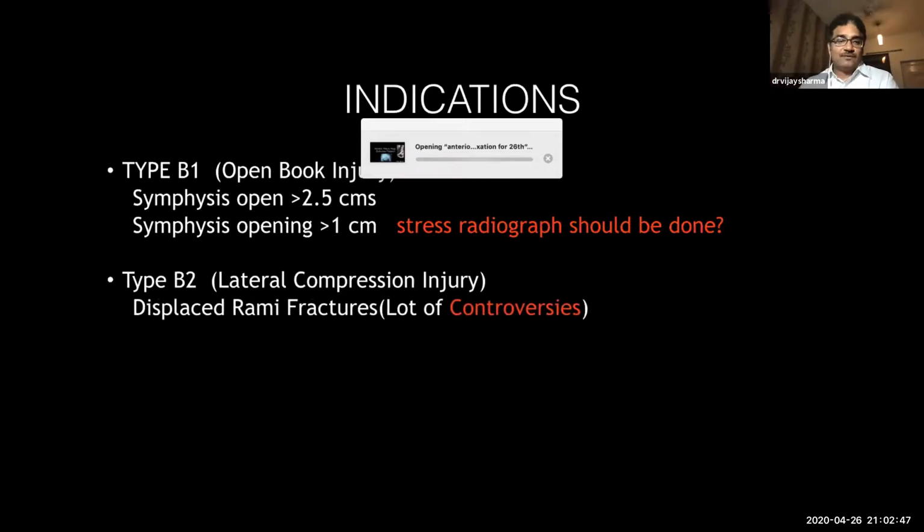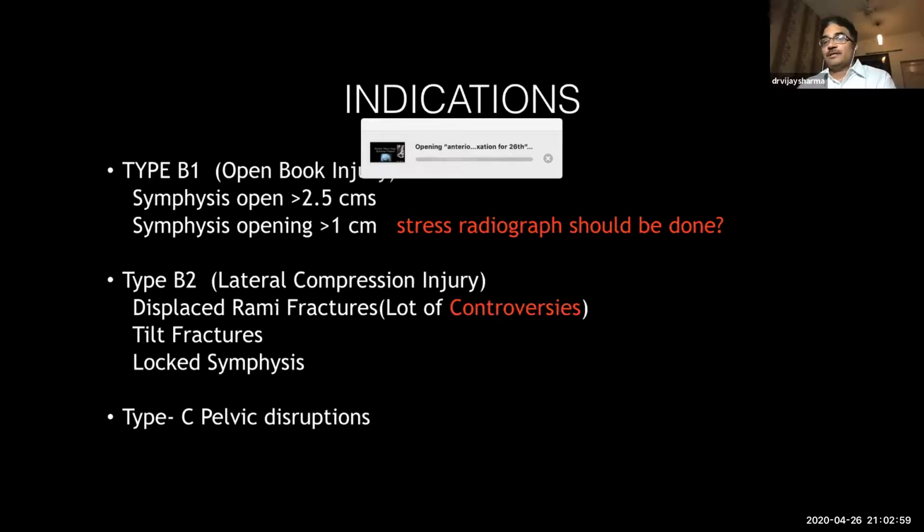So sometimes you have to even fix the rami also. So again, a lot of controversies and a lot of technical controversies here. But two indications, the tilt fractures and locked symphysis, obviously we have to operate them to prevent dyspareunia and chronic pain.